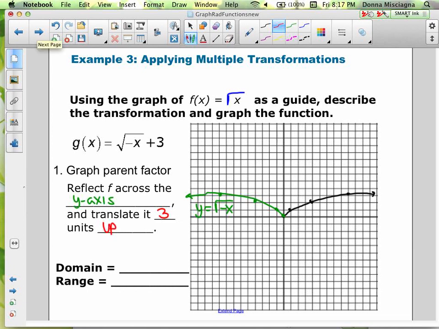1, 2, 3. 1, 2, 3. That number's a little high there. 1, 2, 3, and that's it. All right, so now here's our graph.